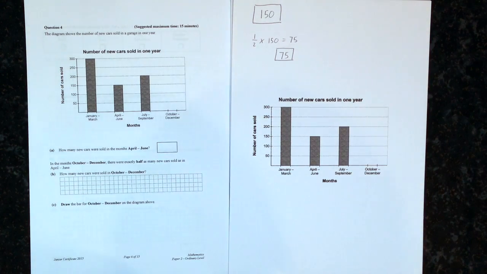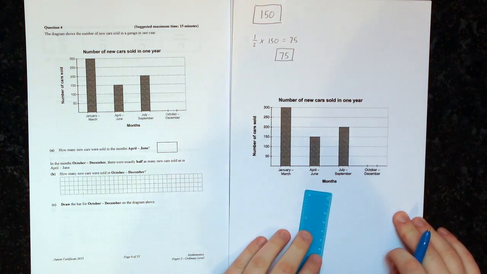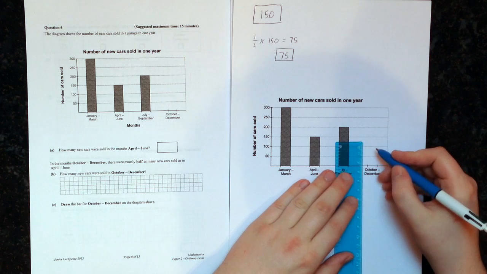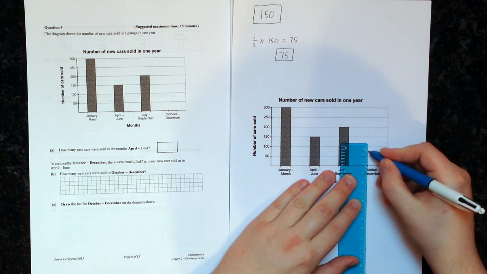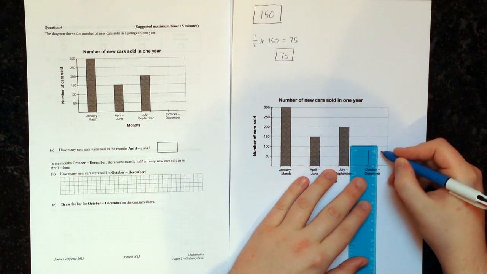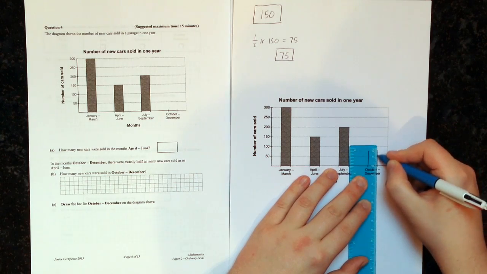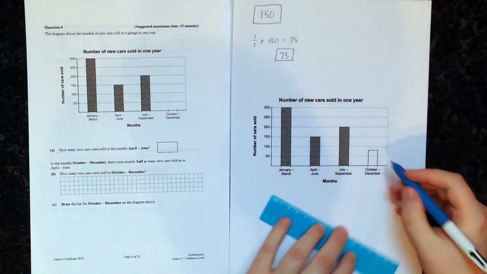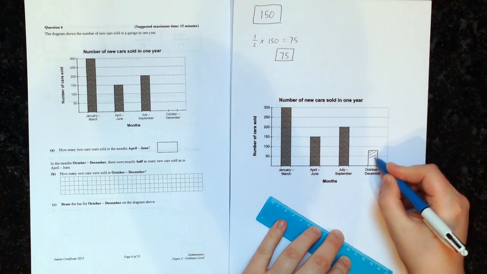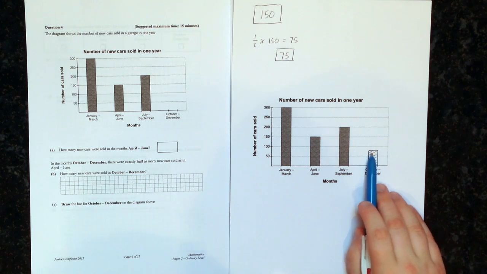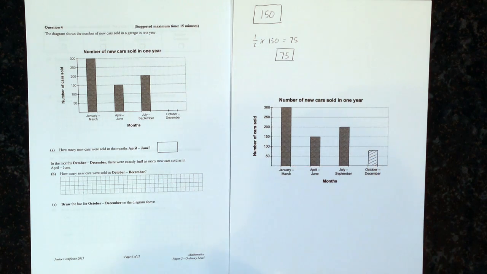Draw in the bar for October to December on the diagram above. So we've got our diagram. We have to go to 75, so that's going to be halfway between 50 and 100. So that's going to be here. So we're going to go this high and mark across the top. So here's the bar for October to December. So there are 75 cars sold in October to December.